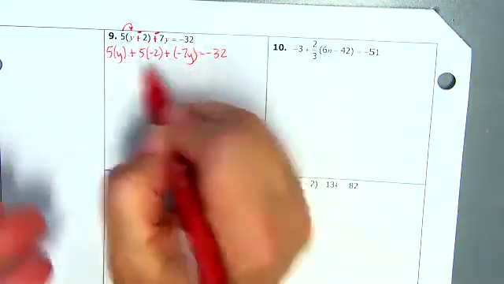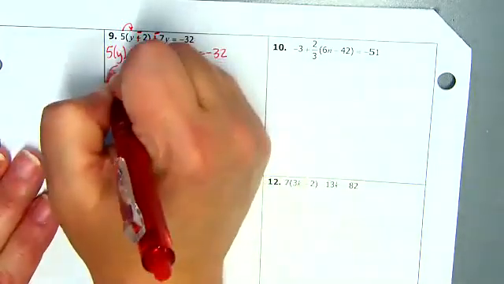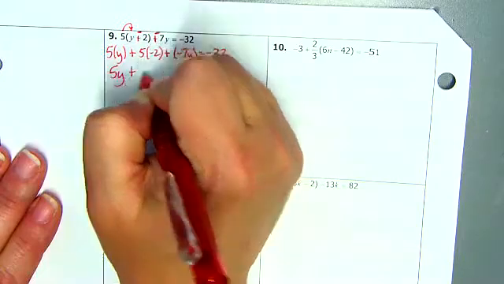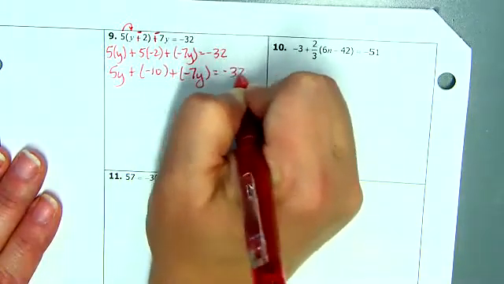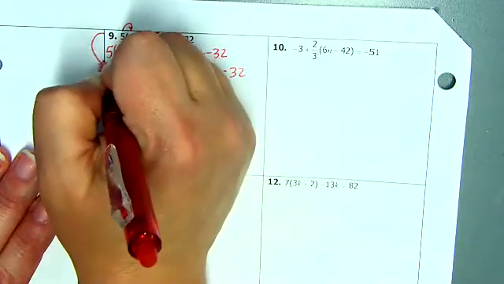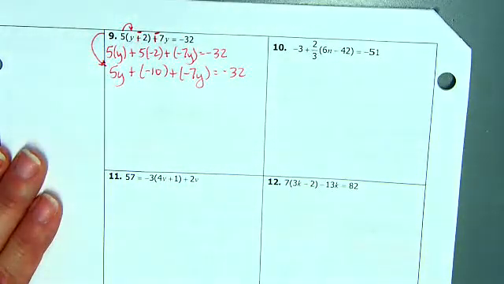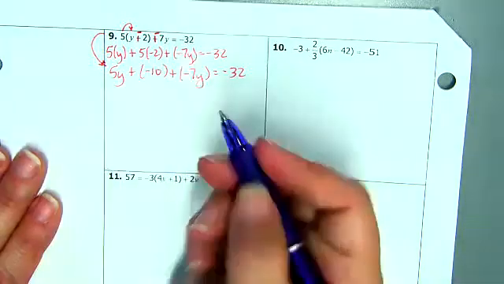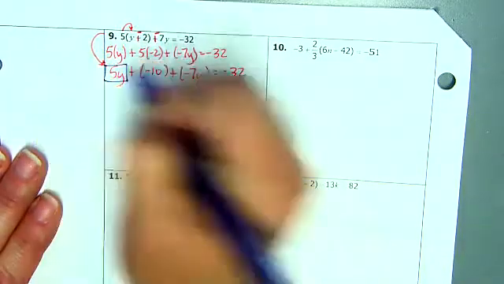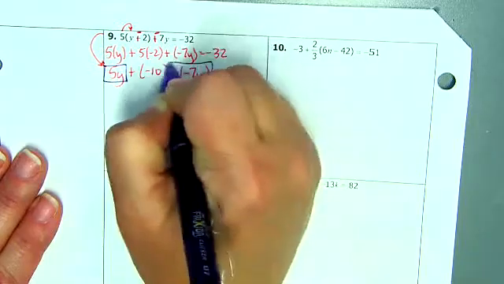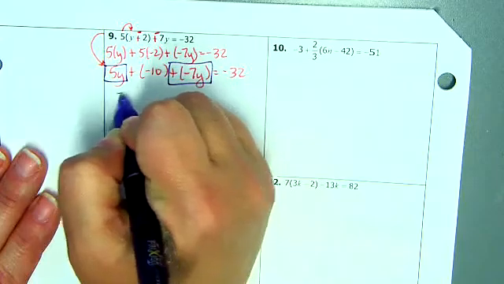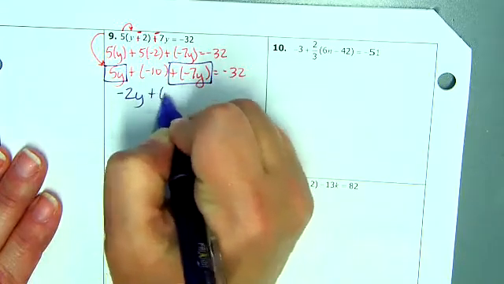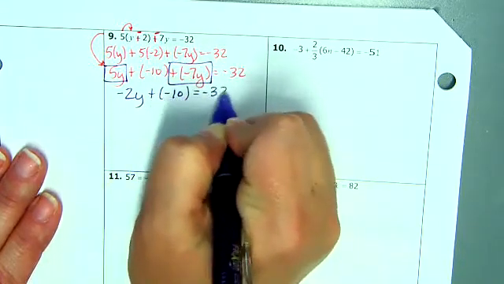And now some of you may not need this step, and you may be able to go straight to saying 5y plus negative 10 plus negative 7y equals negative 32. So you may be able to go straight from here to here, and that's fine. Okay, so next we now combine our like terms. So we have the 5y and the negative 7y. They're different signs, so therefore it's battle. The negatives win, so this is a negative 2y plus negative 10 equals negative 32.